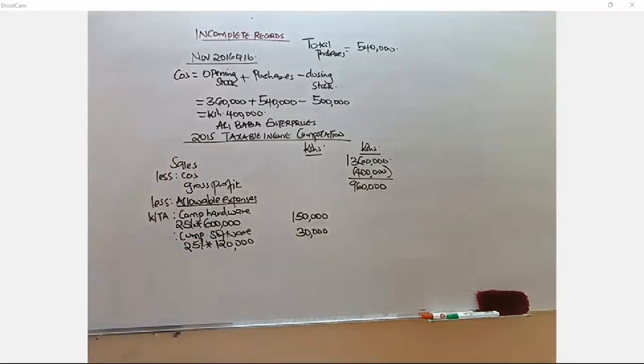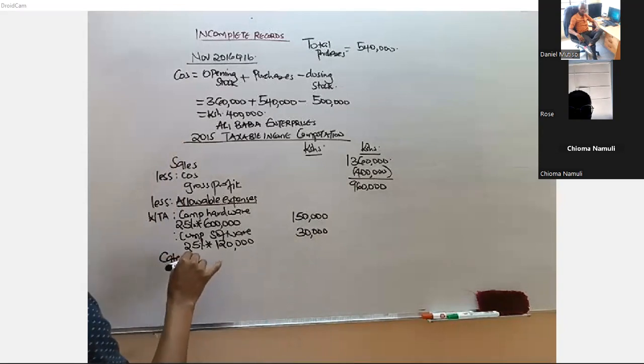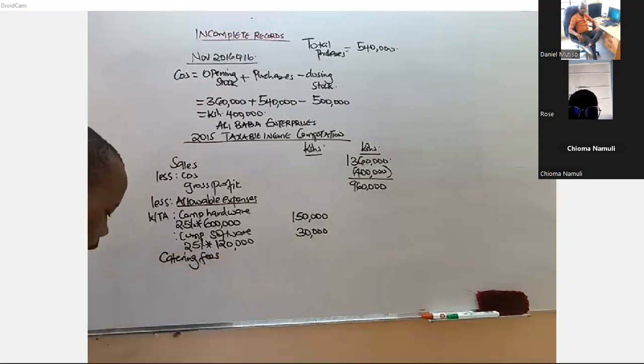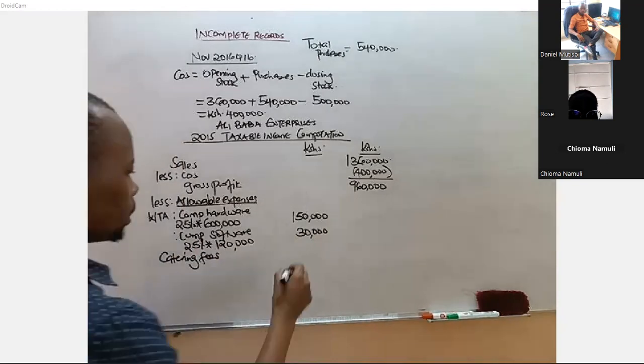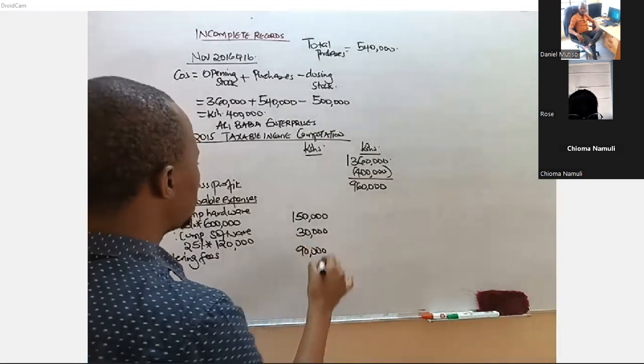30,000 there. Let me proceed by looking at the catering fees, an allowable expense. Catering fees amount to 90,000 shillings.